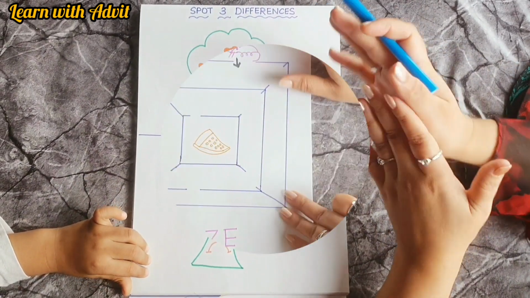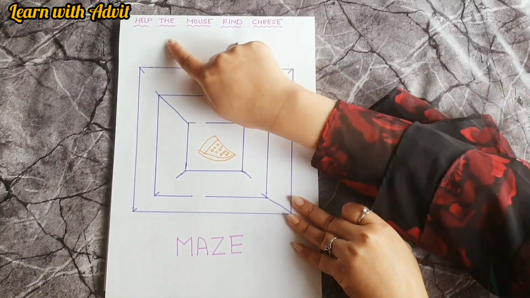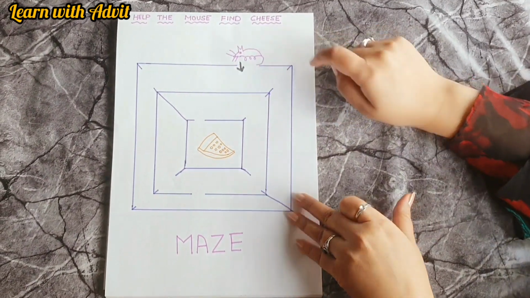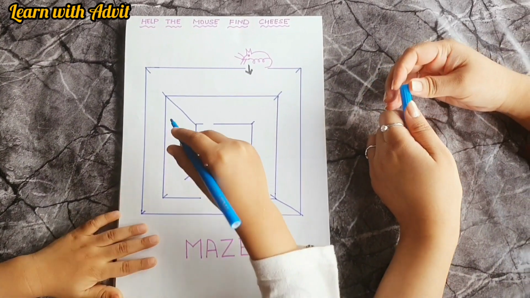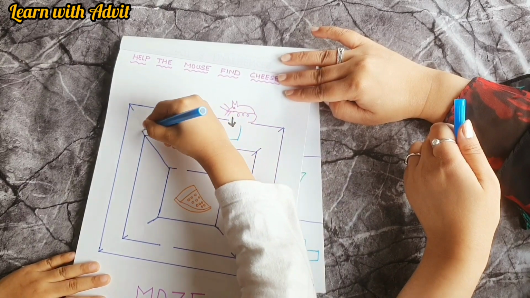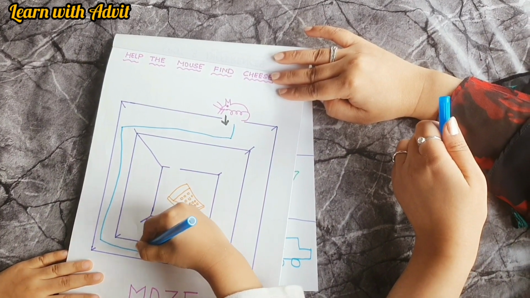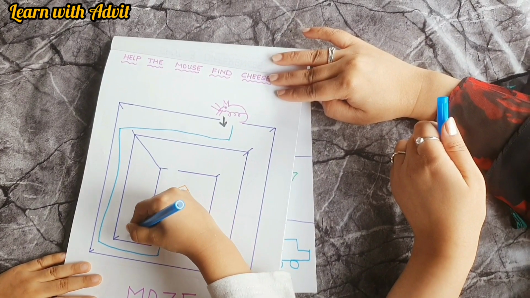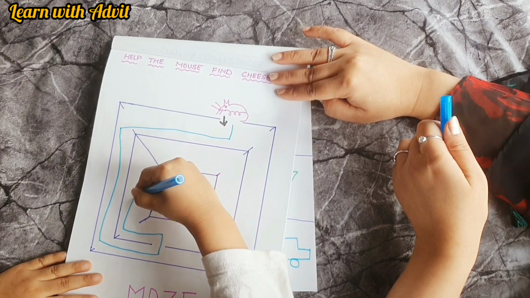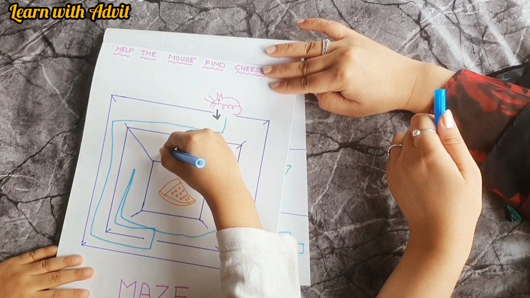Good job. In this sheet, what you have to do, it's a maze activity. You have to help the mouse find the cheese. Okay. Find the path. So the mouse will go on here. He will go here. Right here. That's the entrance. And then there. And here. And here. And here. And right here.